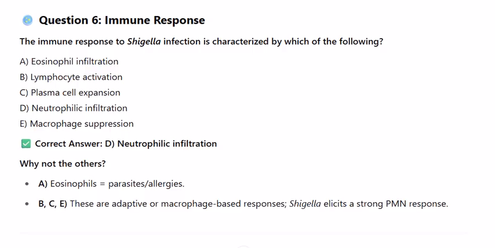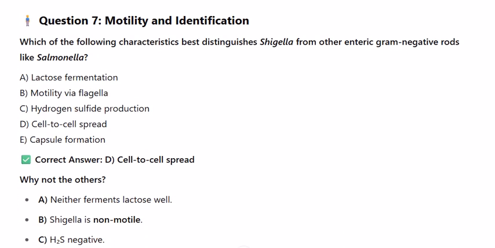Question 7. Motility and identification. Which of the following characteristics best distinguishes Shigella from other enteric gram-negative rods like Salmonella? A. Lactose fermentation. B. Motility via flagella. C. Hydrogen sulfide production. D. Cell-to-cell spread. E. Capsule formation. Correct answer D. Cell-to-cell spread.